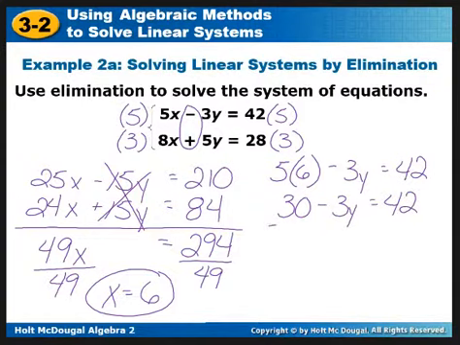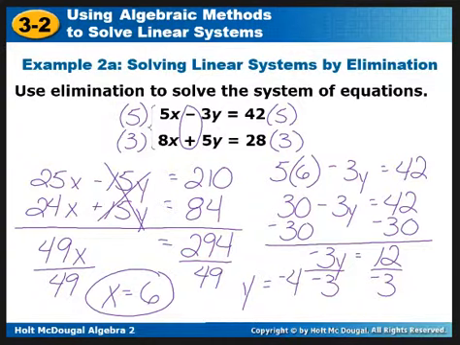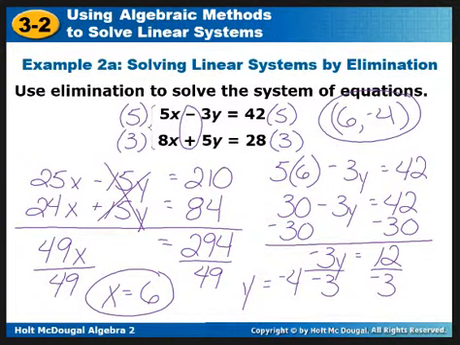I have to subtract 30 from both sides. So negative 3y is going to equal 12, positive 12, when I add that 42 to negative 30. Divide by negative 3, and y is going to equal negative 4. All right, so 6, negative 4 is my solution point. And again, if you wanted to check and fill that in to both equations, it should work out in both cases that 6 and negative 4 give you the solutions that it said it should up there.